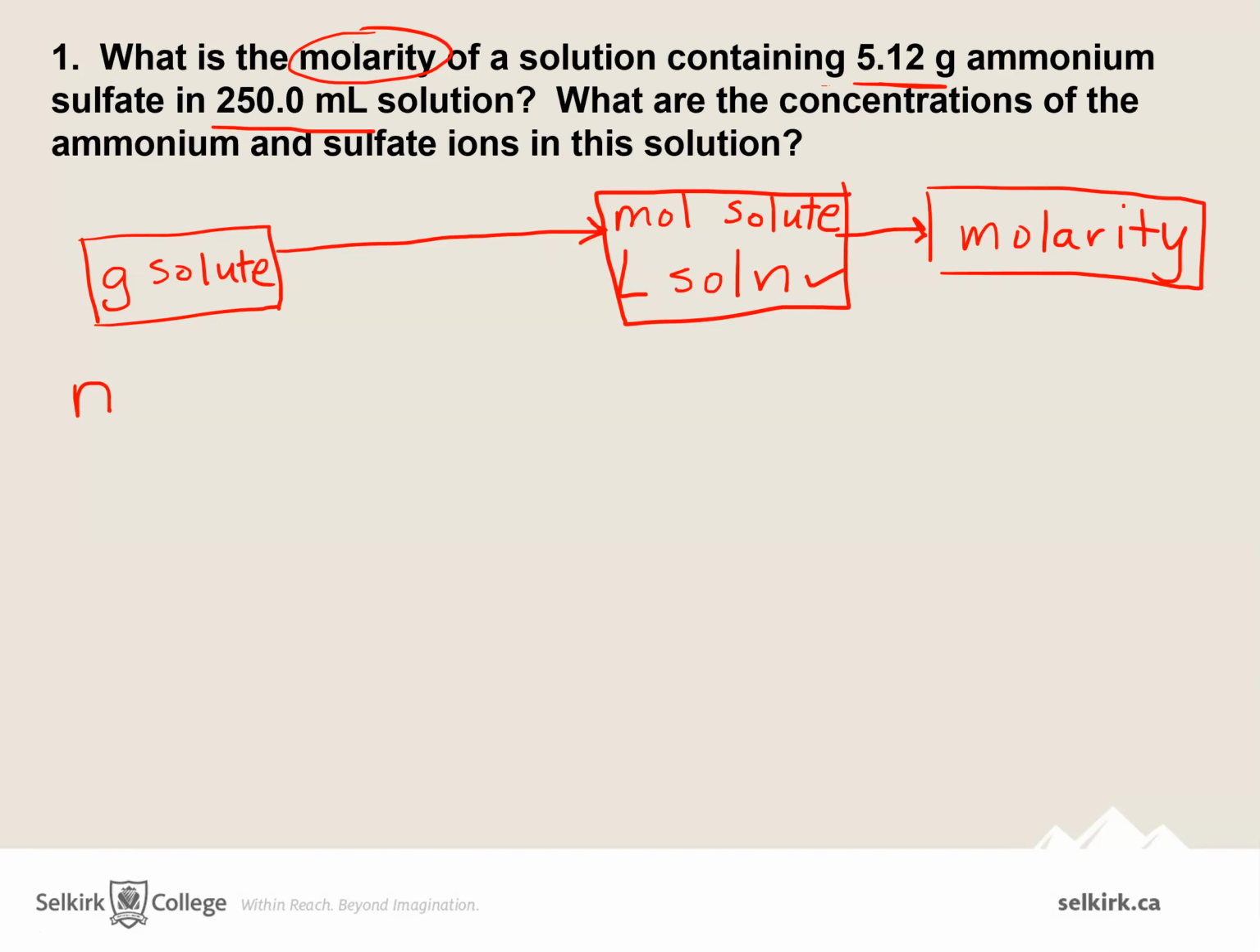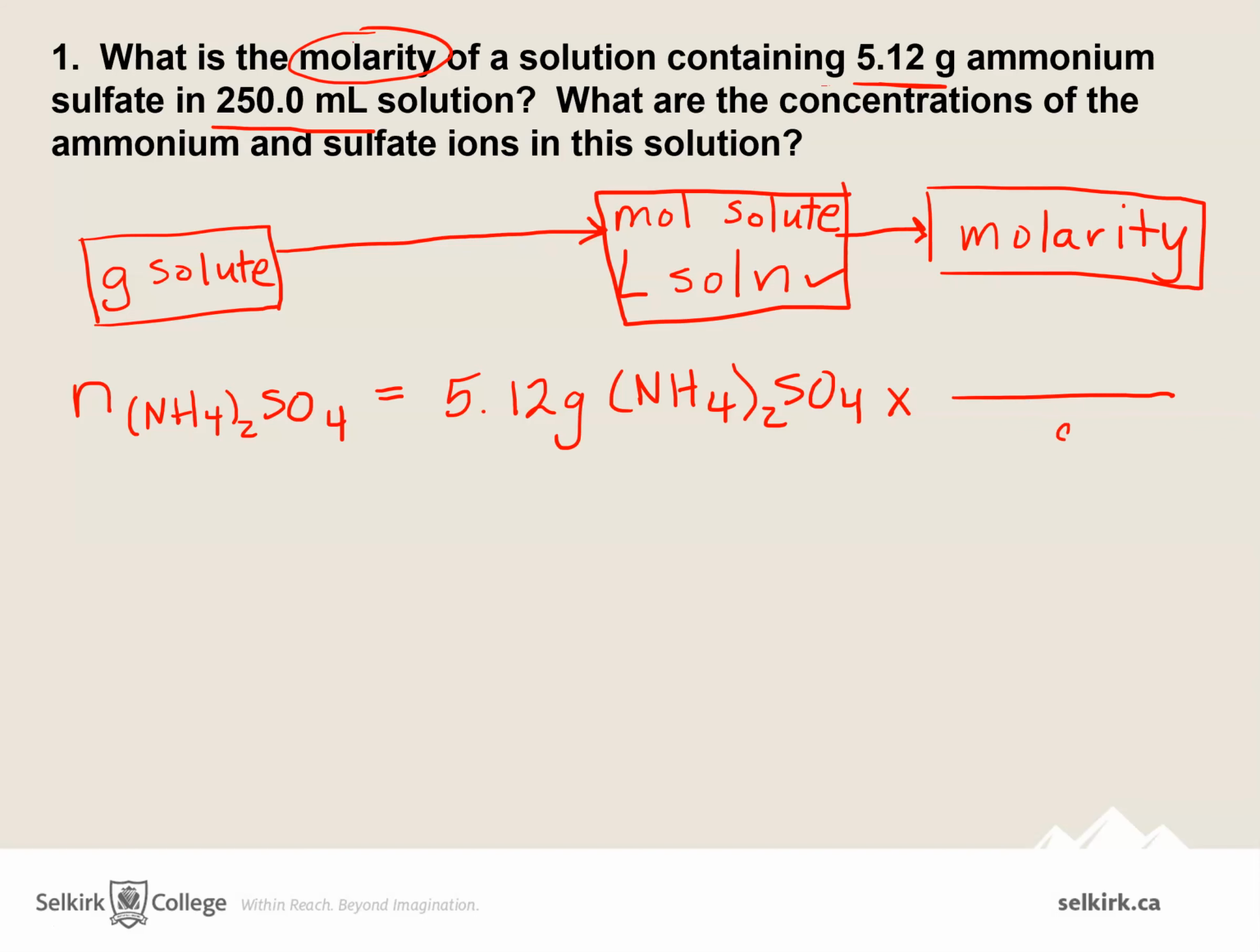Now to find that from the mass, I'm going to need the molar mass. And to know the molar mass, I'm going to need to know the formula. So that's okay. We've learned that skill before. I expect you're going to be able to come up with the formula of ammonium sulfate. And now the question gives me 1.2 grams of ammonium sulfate. And I need a conversion factor that will get rid of grams and get moles.